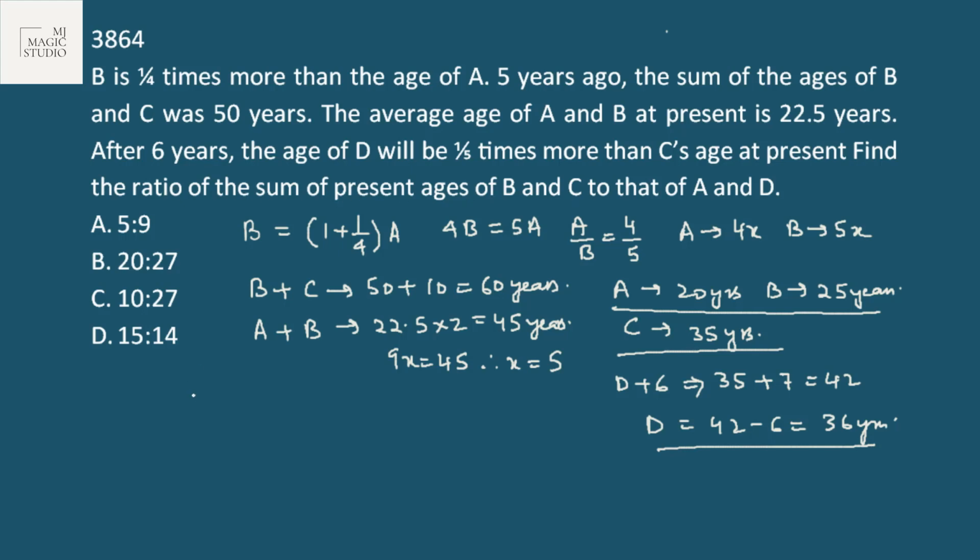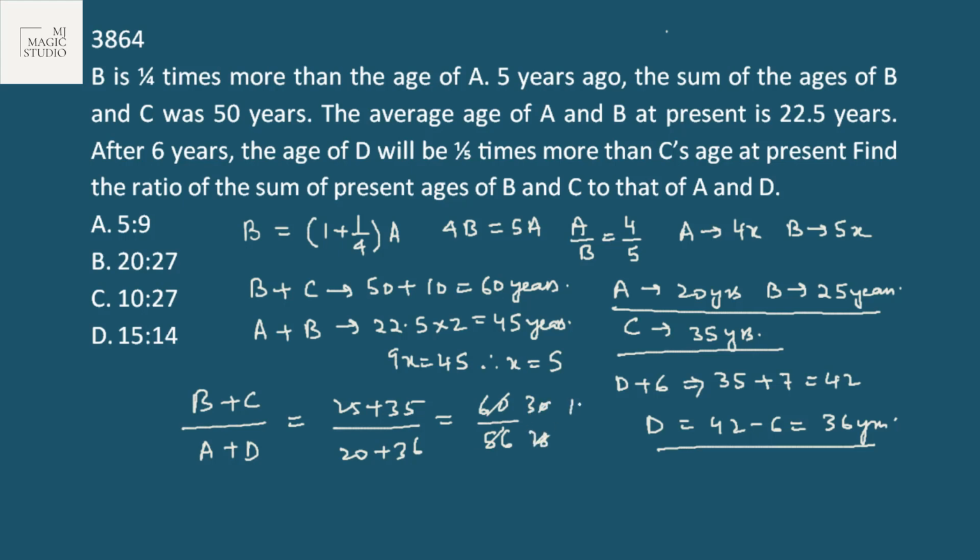Find the ratio of the sum of present ages of B and C to that of A and D. This is what we are looking for. B plus C is 25 plus 35 and A plus D is 20 plus 36. That is 60 by 56, or 30 by 28, 15 by 14. The ratio we are looking for is 15:14. That is in option D.